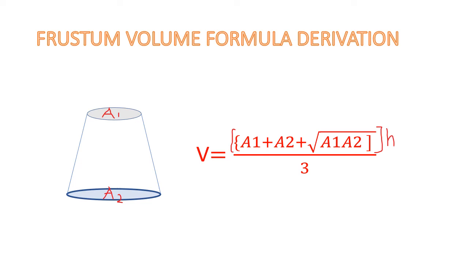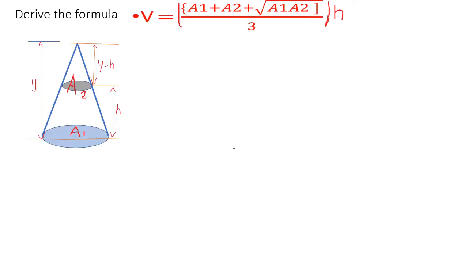Frustum volume formula derivation. The formula for finding the volume of a frustum equals (A1 plus A2 plus square root of A1 A2) over 3, of course, times the height. And how to derive this formula is just simply, follow the discussion.